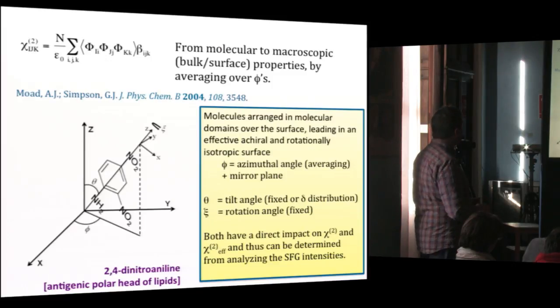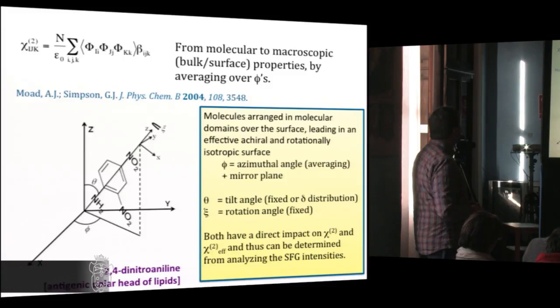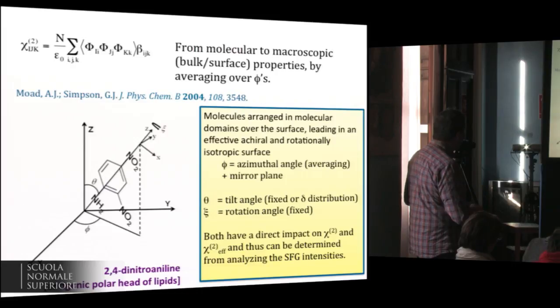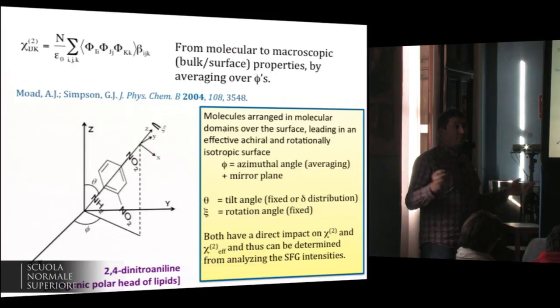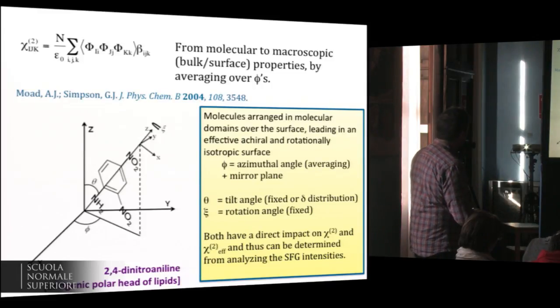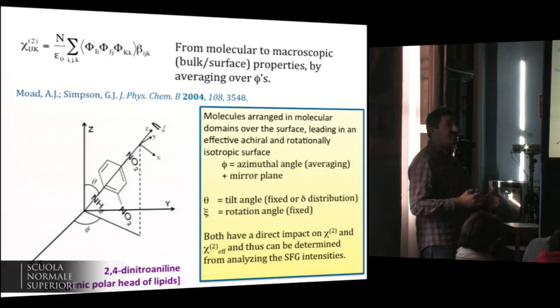So in this way, we need to consider a mirror plane to average the molecular responses in order to get the Chi2 response. The second thing that we assume is that the azimuthal angle phi is distributed randomly, so we need to make an average over phi. What we do not consider is an average for theta and xi, so we consider that theta and xi are more or less fixed.